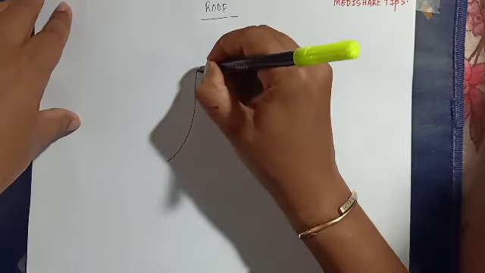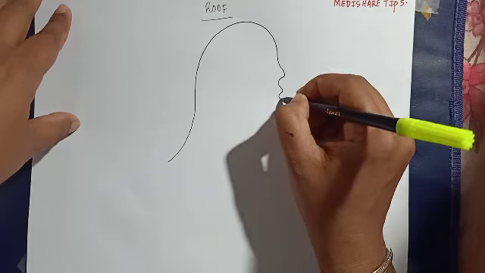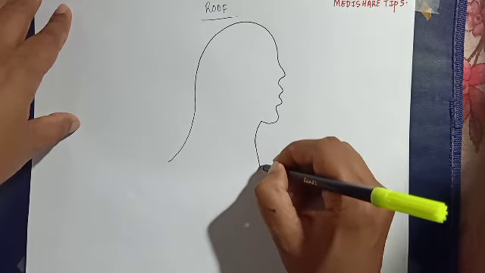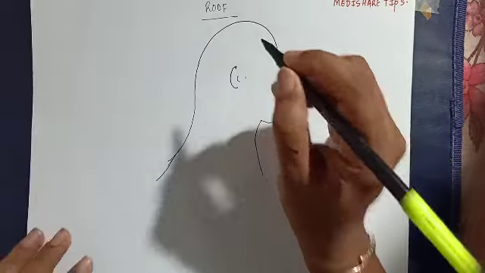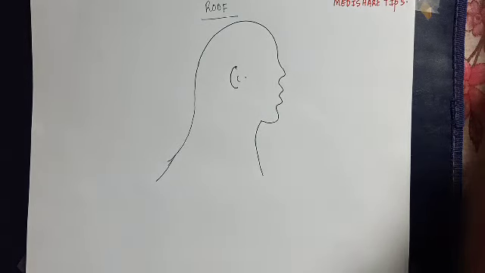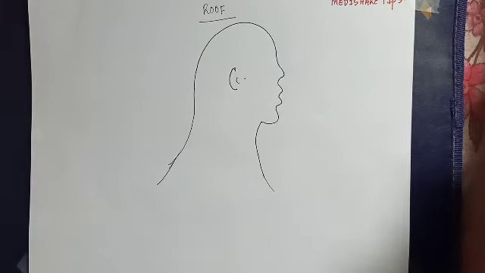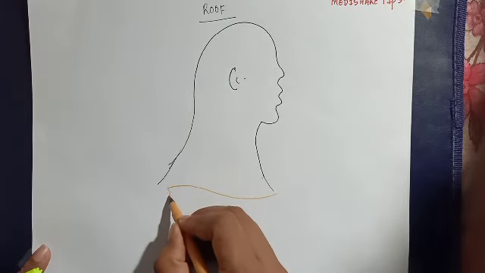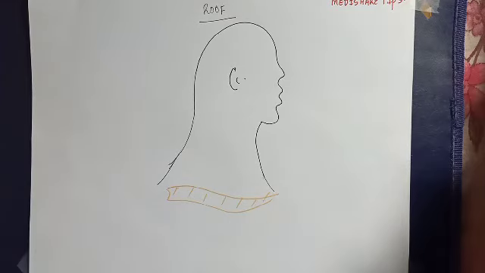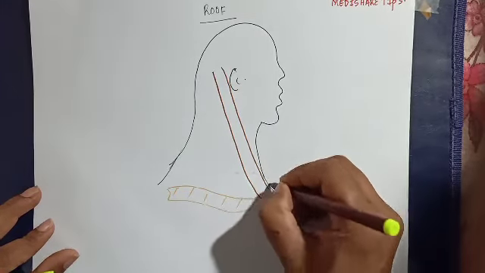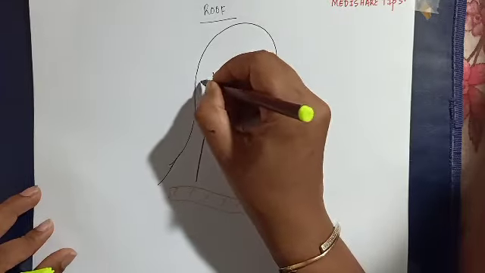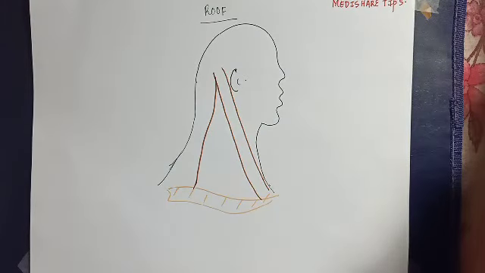Now we are going to discuss the roof of this triangle. We'll draw the triangle once more. We have the two important muscles here. First of all, the bone here, that is the clavicle. Two important muscles here, the sternocleidomastoid muscle and also the trapezius muscle, which form the boundaries of this triangle.